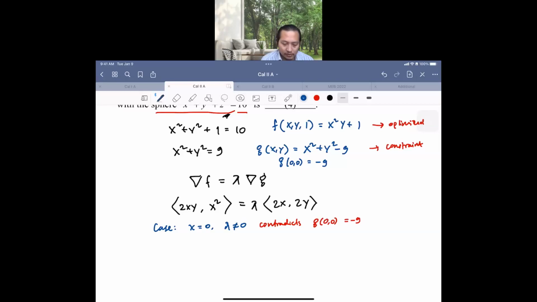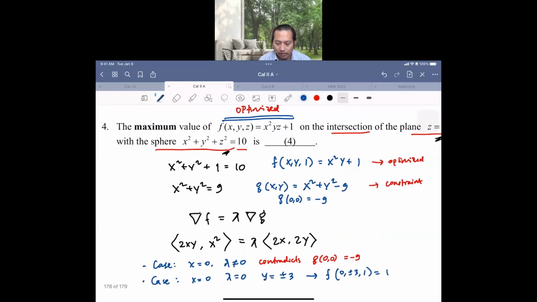So we look at another case. In the second case, let x be 0 and lambda also 0. When we have this, y is determined by the constraint. This will be plus or minus 3. And if we take f at 0, plus or minus 3, and 1, this is supposed to be 1, if we check through our equations.